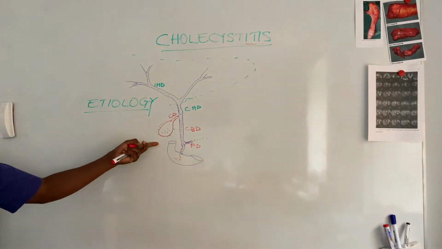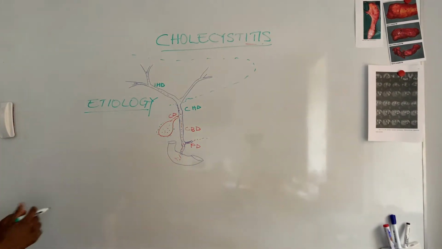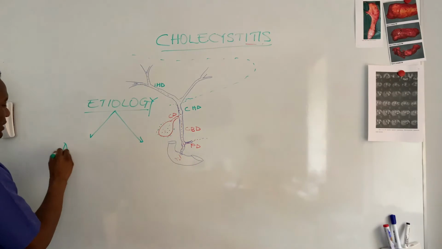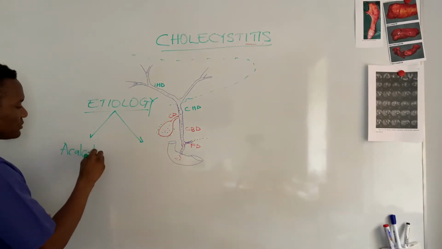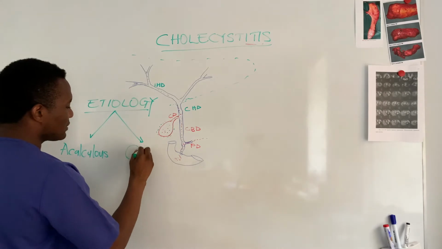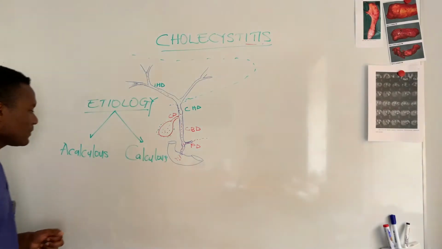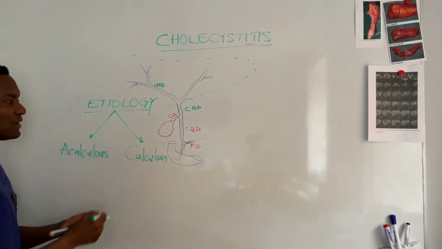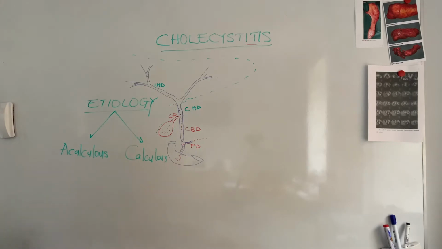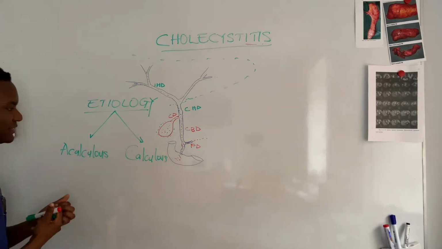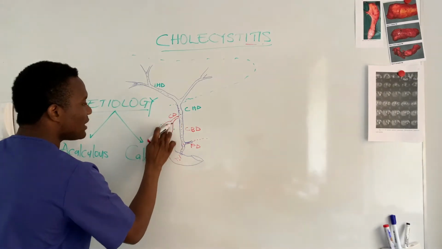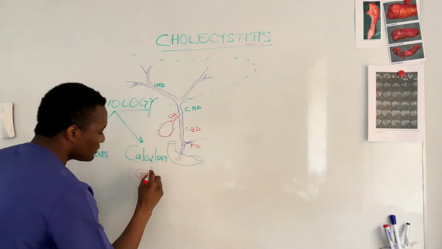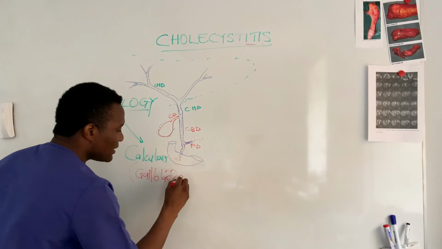This gallbladder can be inflamed for two major reasons. We have acalculous and calculous reasons. So this is without stone, and this is due to stones. In the clinical setting, the most common reason for gallbladder inflammation is gallstones. So calculous, in other words, we will put as gallbladder stones.